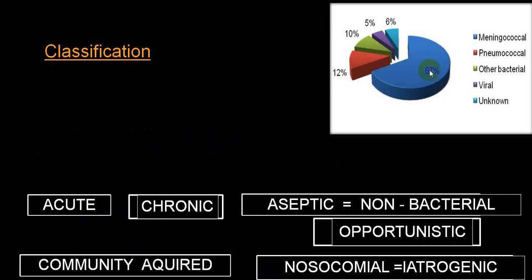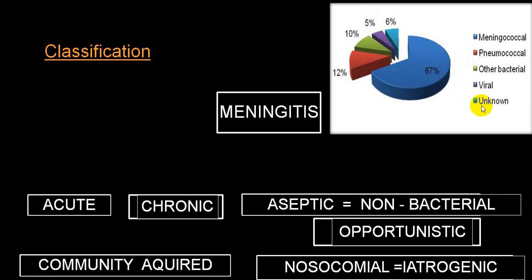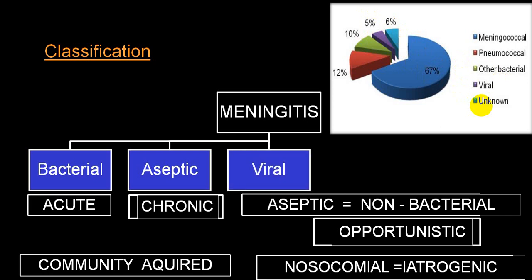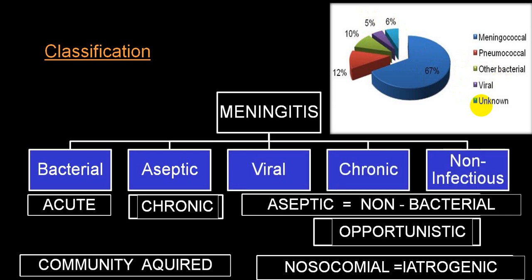And you can see here, by and large, the 67% is nearly meningococcal, 12% is pneumococcal, 10% is other bacterial, viral is only 5%, and in 6% the etiology is not known. So the commonest cause of meningitis bacterial, another is aseptic meningitis, viral, chronic, and non-infectious. When you say non-infectious, it is one of the condition we put them, that is aseptic meningitis, and viral and chronic are usually non-bacterial infection.